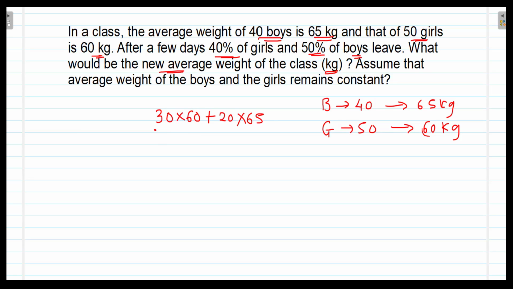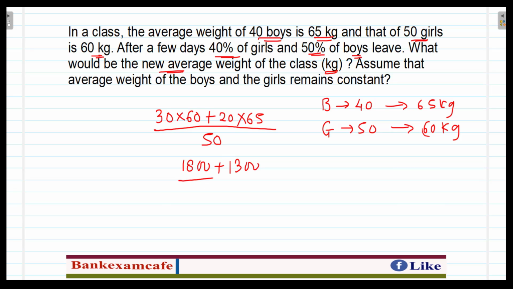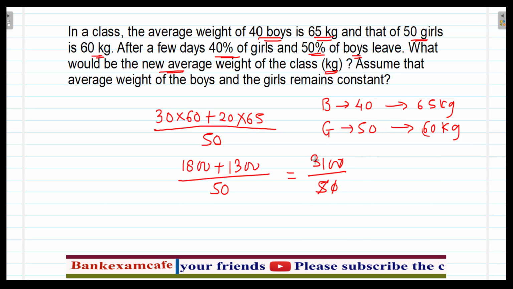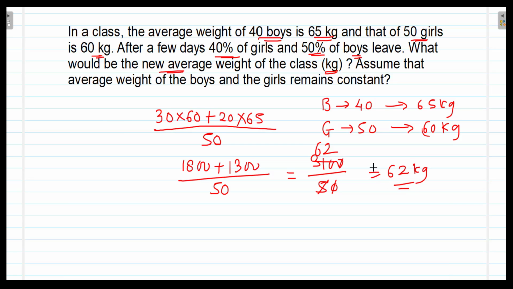And since the total number of boys and girls is 50, if you divide this by 50, you will get the new average weight of the class. So 6 3s are 18, this will be 1800, plus 65 into 20, that will be 1300, divided by 50. If you add these two, this will be equal to 3100, 3100 divided by 50. 0 will get cancelled. 5 6s are 30, 5 2s are 10, and therefore it is 62 kg. And therefore the new average weight of the class is 62 kg.